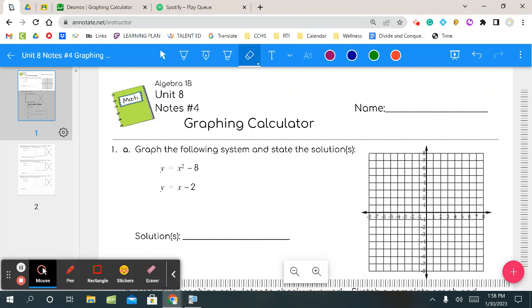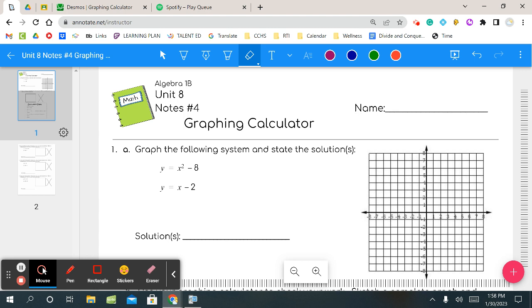Okay, you guys, we are going to hit Unit 8, Notes number 4. This is going to go over continuing graphing our systems, but today we're going to really utilize the calculator because our solutions are not going to be whole numbers like they have been. So we're going to make sure we utilize our calculator whenever we are doing this.